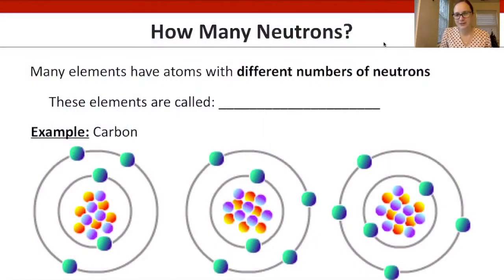In this video, we're going to be talking about what happens when you have a different number of neutrons. Many elements have atoms with different numbers of neutrons, and these are called isotopes.